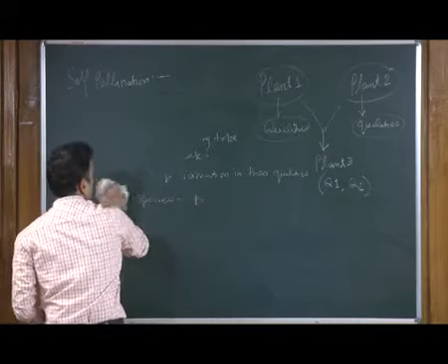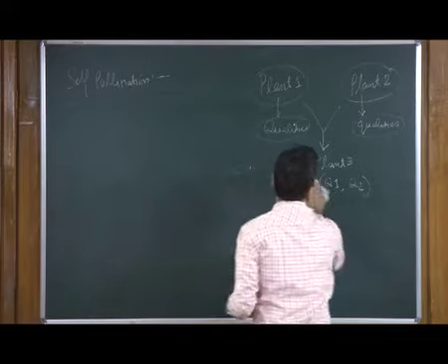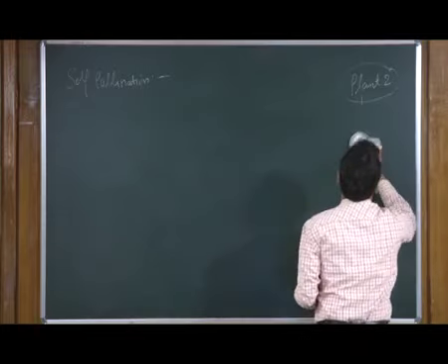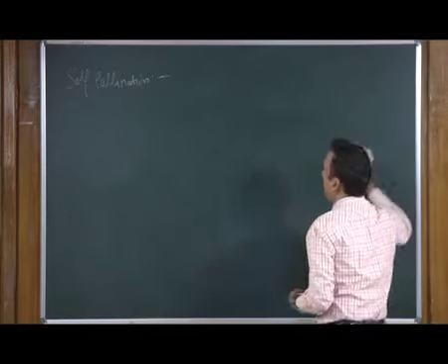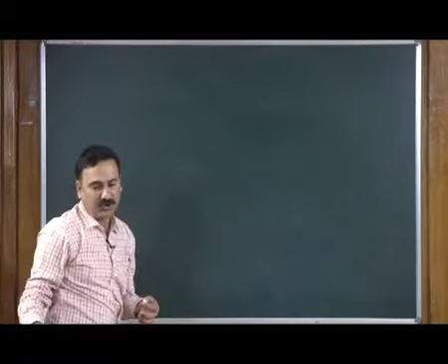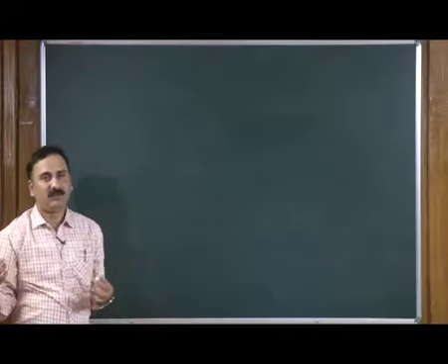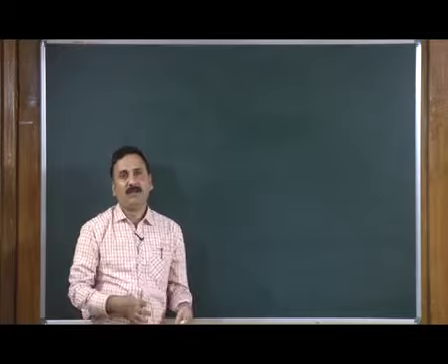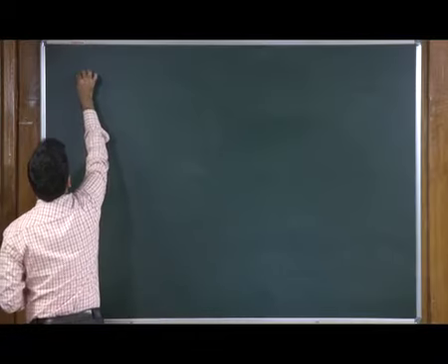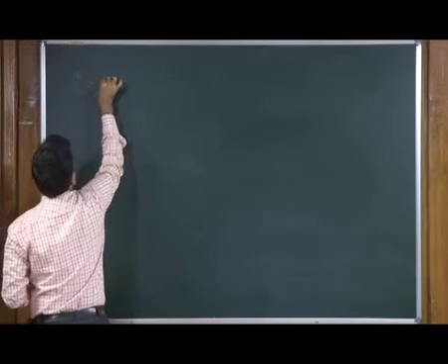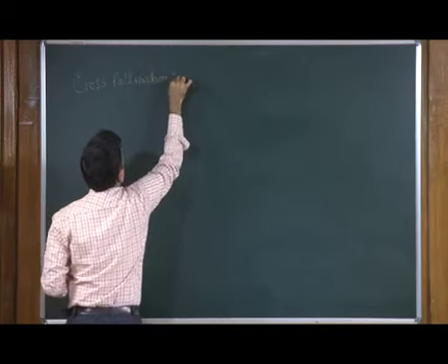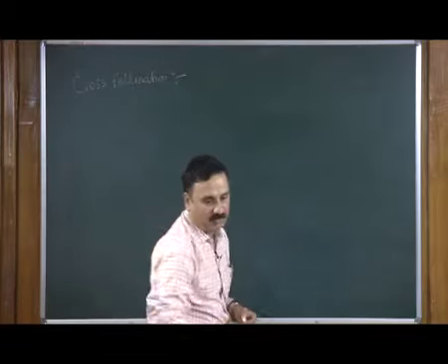Self pollination restricts the plant to its own family, and that is going to be a problem because it does not allow it to acquire traits from the other plant. So what is the solution? The solution to this problem is that the plant goes for pollination with a neighboring plant, and that mode of pollination is called cross pollination.